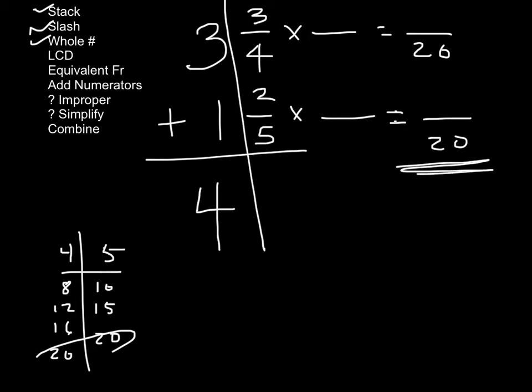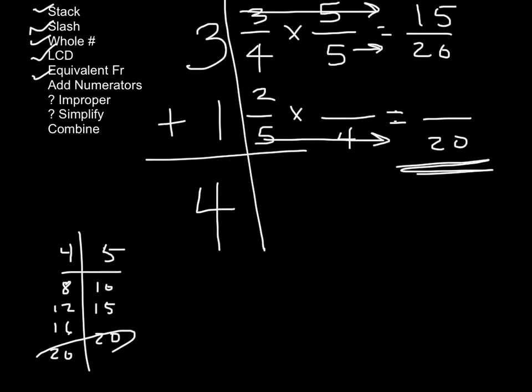Okay? So I did my lowest common denominator. Now I need equivalent fractions. So 4 times 5 gives me 20. Whatever I do to the bottom, I do to the top. So now 3 times 5 gives me 15. 5 times 4 gives me 20. So 2 times 4 gives me 8.